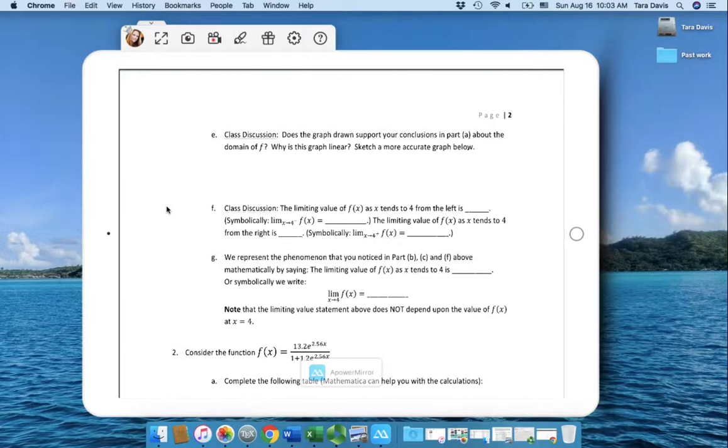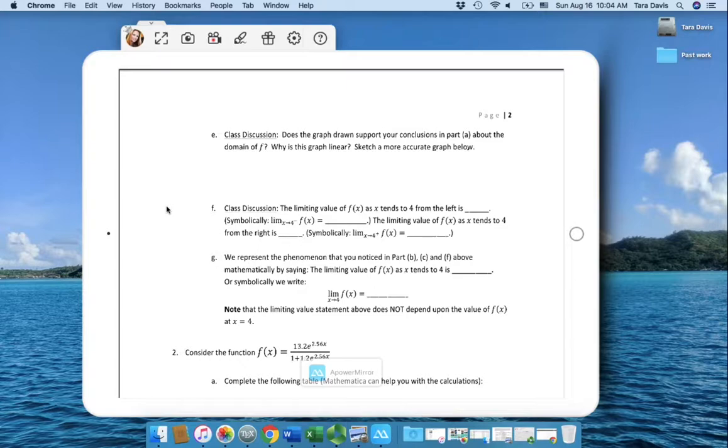Does the graph drawn support your conclusions in part A about the domain of f? Why is this graph linear? Let's sketch a more accurate graph below. So here's where we need to take everything into consideration. We also have to note that technology has limitations. Not every graph is going to be correct on the calculator. You need to also like check it with your common sense.